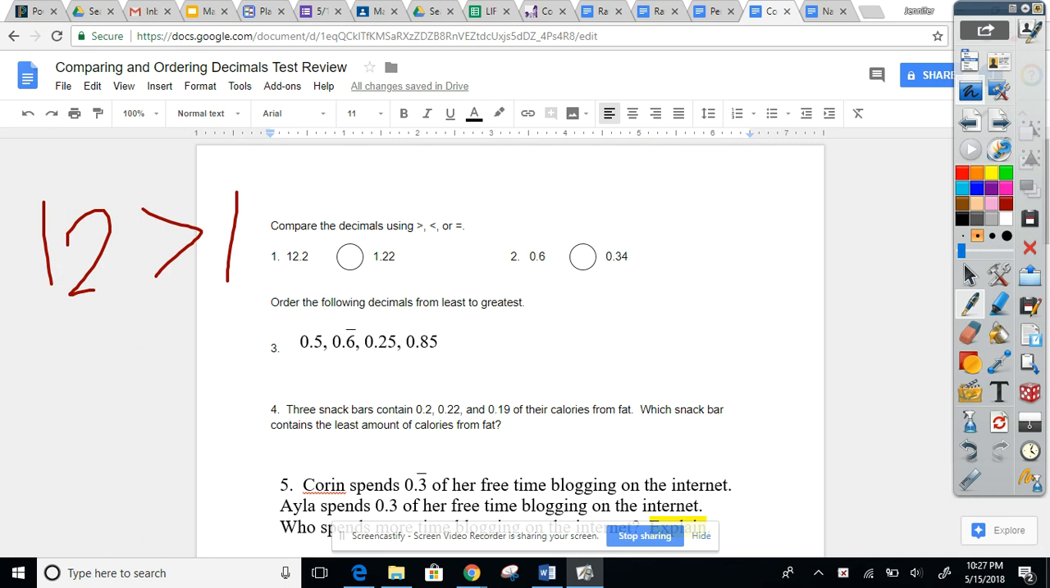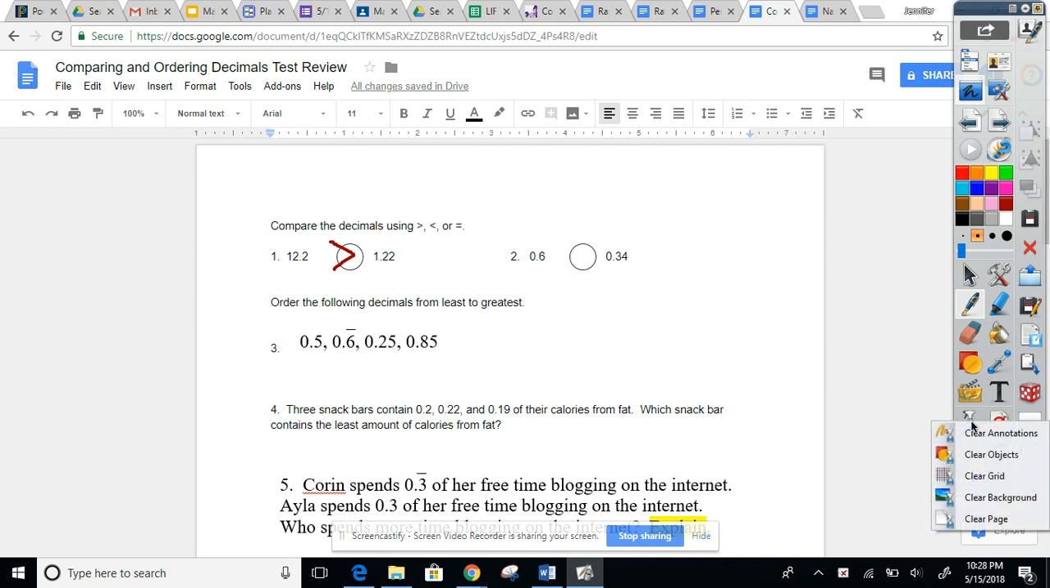So with these little decimals, it doesn't matter how long it is, it matters about your whole number. So that means that 12 is greater than 1 and 22/100. It's almost like the alligator is eating the bigger number.